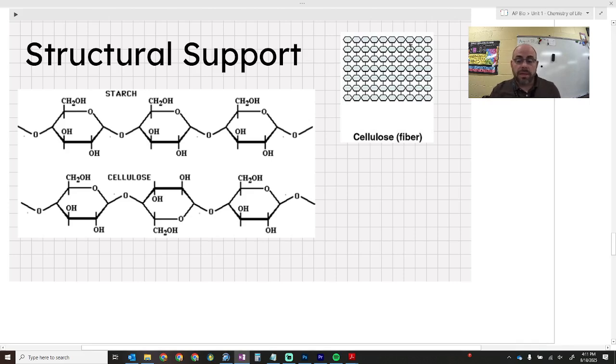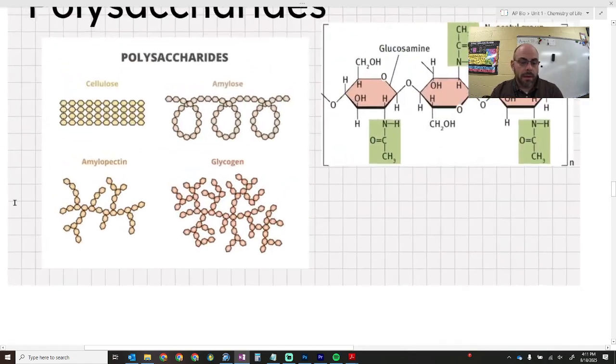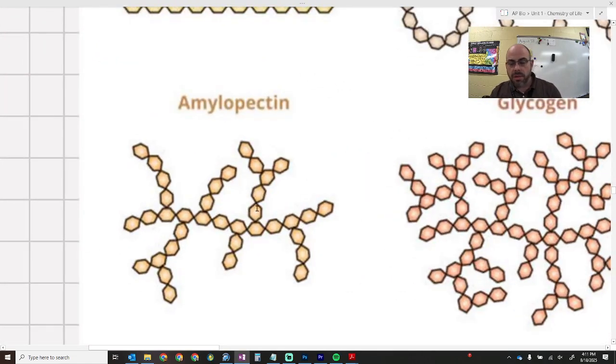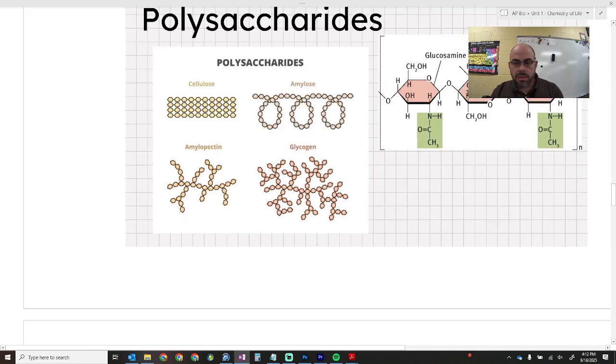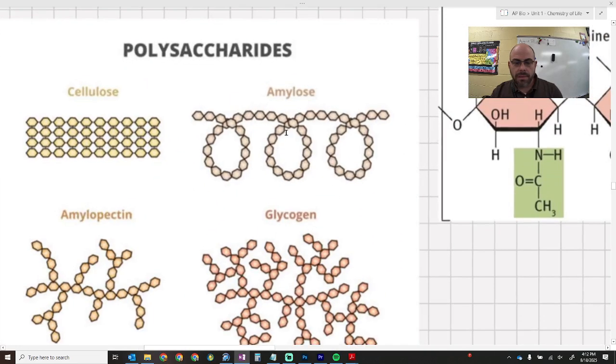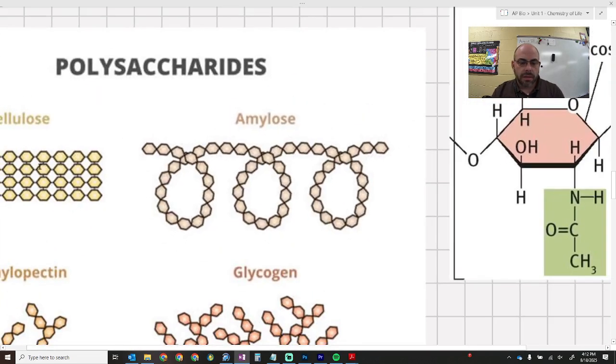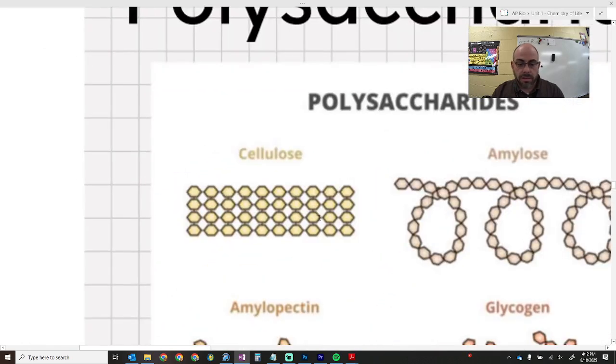And so look, this cellulose stacks. So if you're going to build something, isn't that much better than, say, this amylopectin, right, which is not going to be a good builder, or this loop-de-loop right here, amylose. It's not going to be a good builder, right? This nice little brick is going to be a good builder.